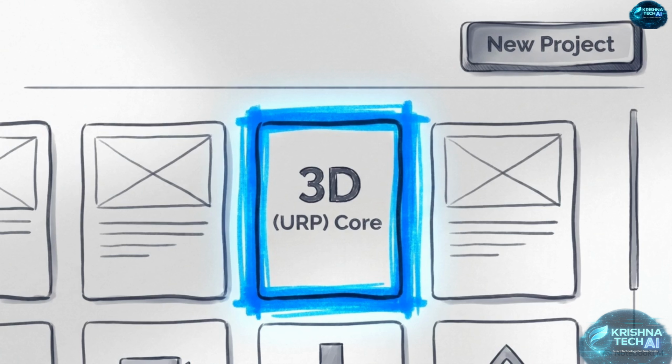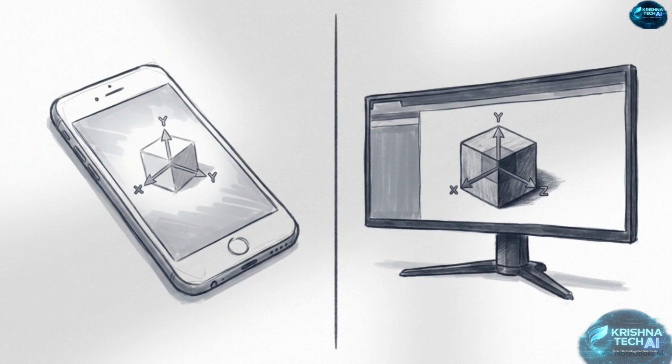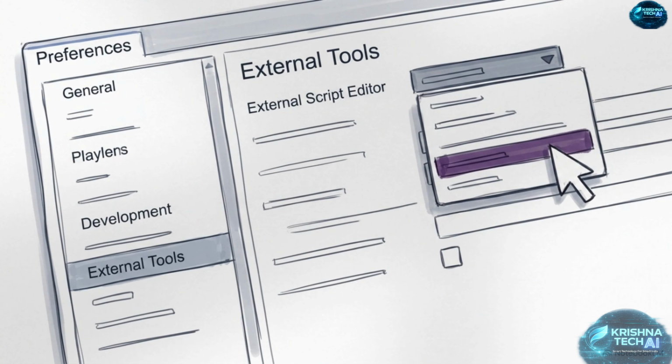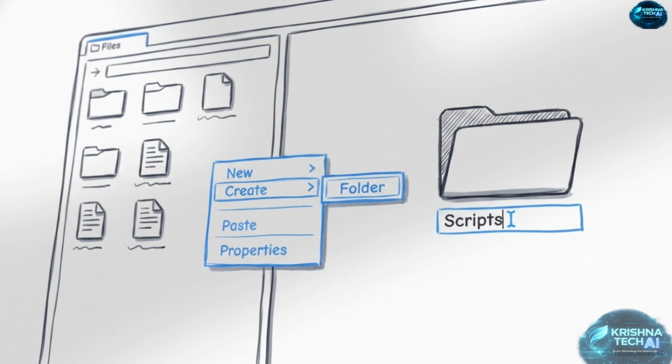Once the editor is installed, click New Project and select the Universal Render Pipeline as the standard for modern development, because it maintains high performance on mobile devices while still supporting high-end PC graphics. When the engine opens, go to Edit, then Preferences. Under External Tools, verify that Visual Studio is selected as your preferred external script editor. In the project window at the bottom, right-click and create a new folder named Scripts to keep your project organized.